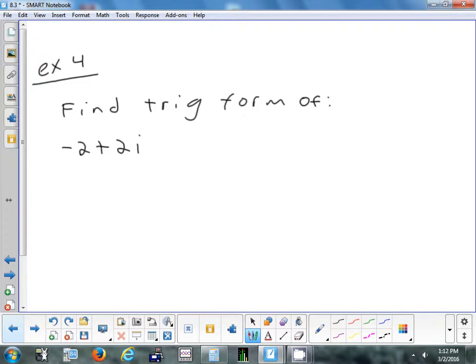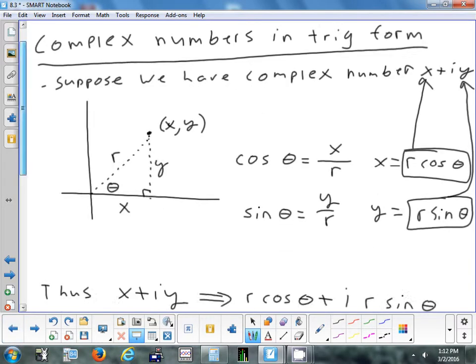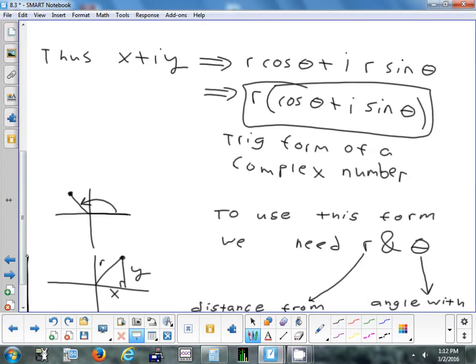Okay. We're changing it to trig form. What are the two things that we need to write it in trig form? Two variables. Well, we've got x and y right now. We need r and we need theta. Once we have r and theta, all we're going to do is fill them into this formula and stop. That's it. We don't do anything else.